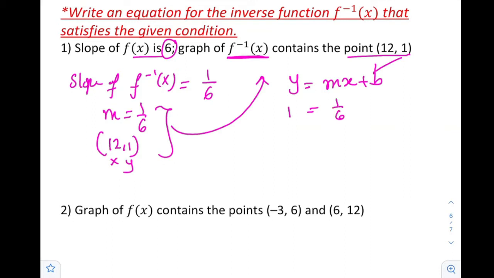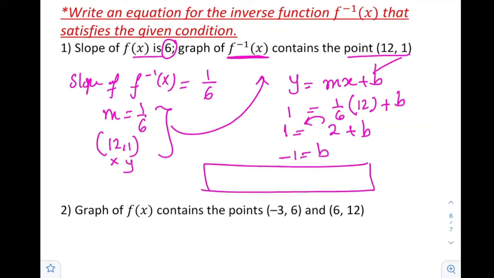Slope is 1 over 6, x is 12 plus b. So 1 is 2 plus b, take this 2, 1 minus 2 is negative 1 is b. So we have a new b now, and my function f inverse of x is y equals mx plus b. So this is my y. Now the new m is 1 over 6 x plus the new b, which is negative 1.